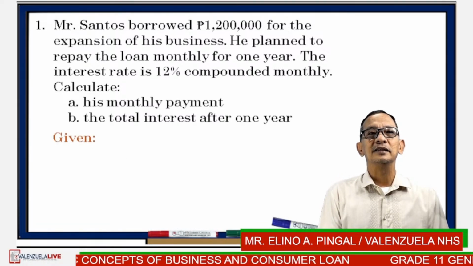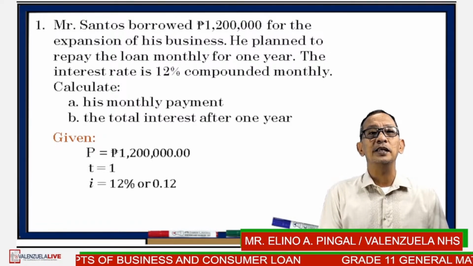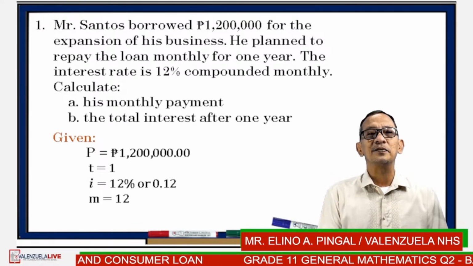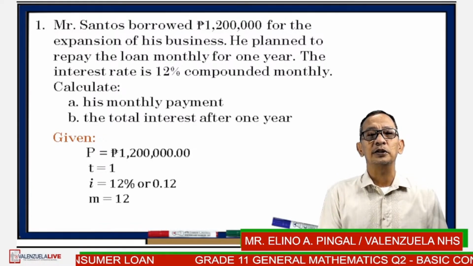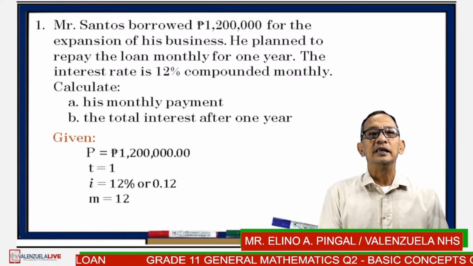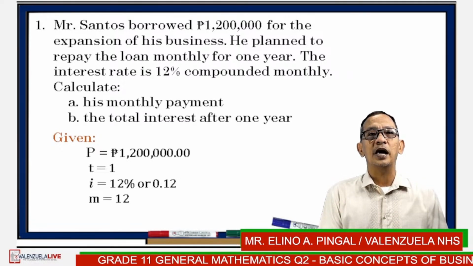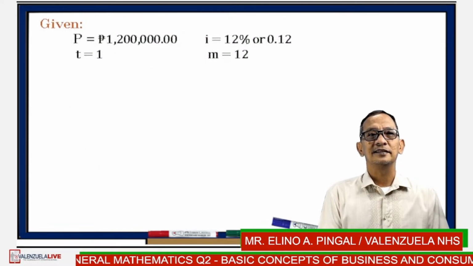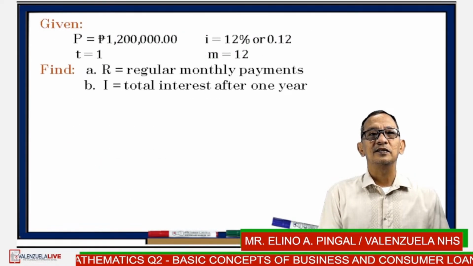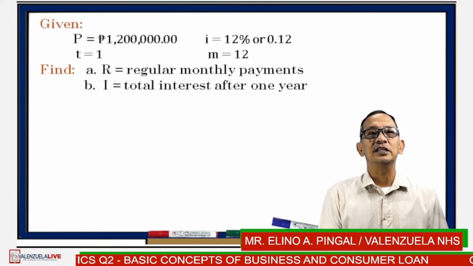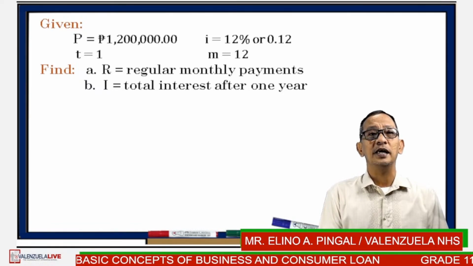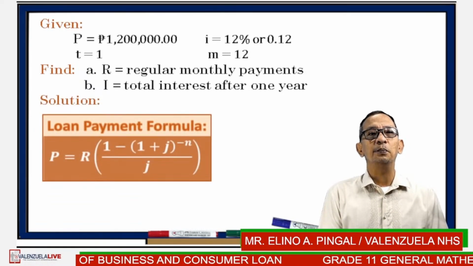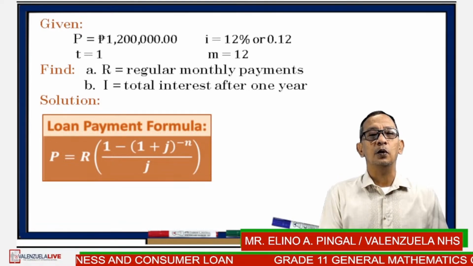Given the present value is equal to 1,200,000 pesos. The term is equal to 1 year. The interest rate is equal to 12% or 0.12. M is equal to 12, or number of times it will be compounded in a year. Find letter A, R is equal to regular monthly payments. B, I, total interest after 1 year. Okay, from the loan payment formula, we will solve for R.